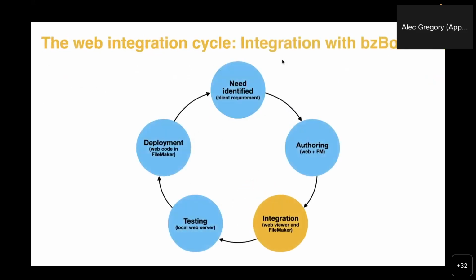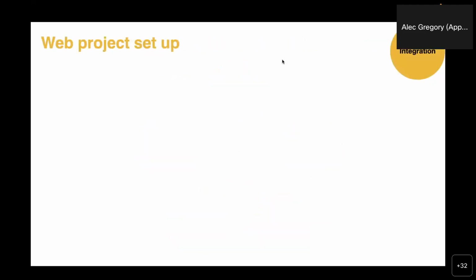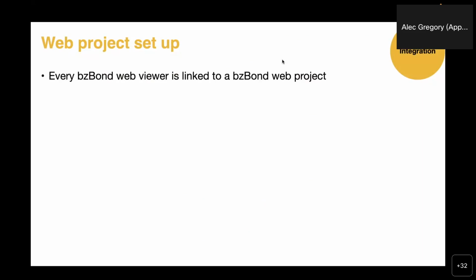Okay, so let's get into integration. And that is, how do we get our web code and our FileMaker code talking? So we first have to set up a web project. We need to tell FileMaker that we have a web project that we need to integrate.